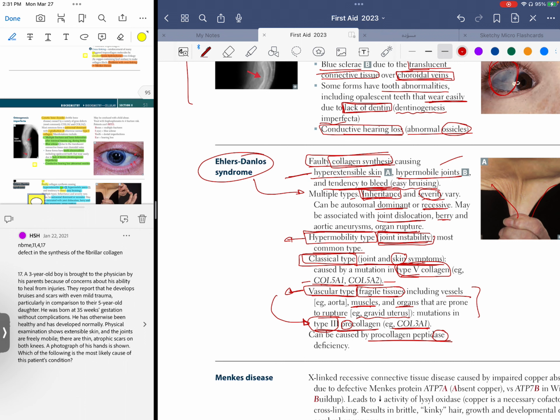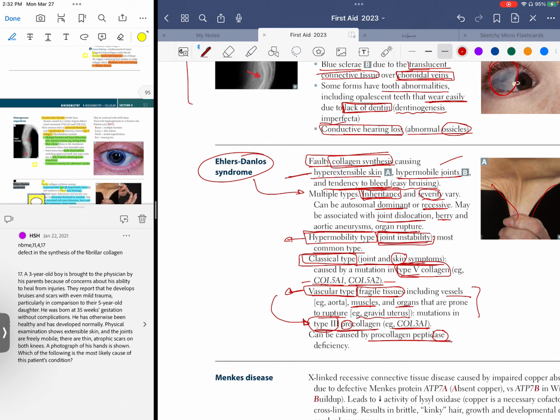So a case that we have is a 3-year-old boy brought to the physician by his parents because of concern about his ability to heal from injuries. They report that he develops bruises and scars with even mild trauma, particularly in comparison to their 5-year-old daughter. He was born at 35 weeks gestation without complications. He has otherwise been healthy and has developed normally.